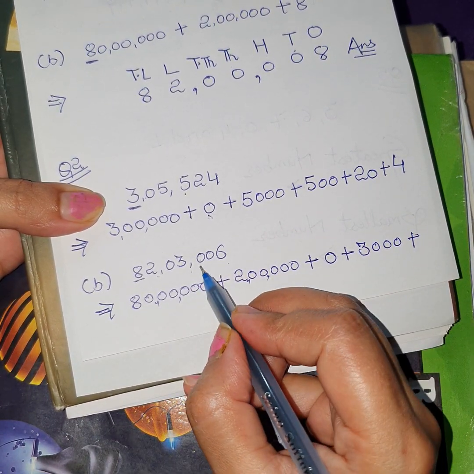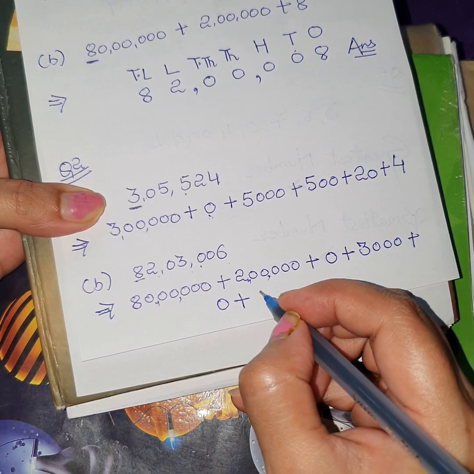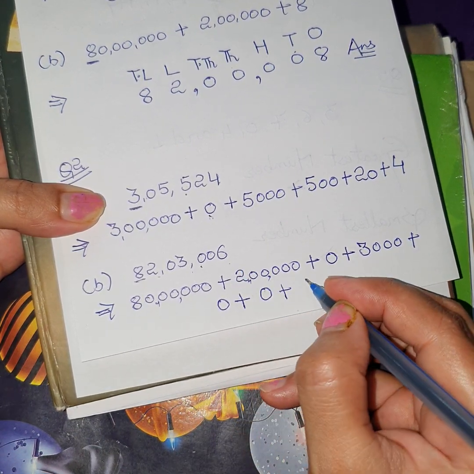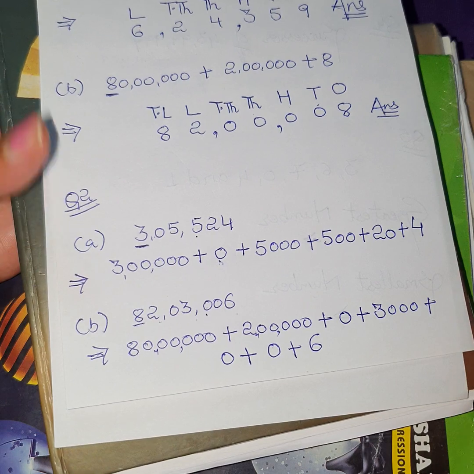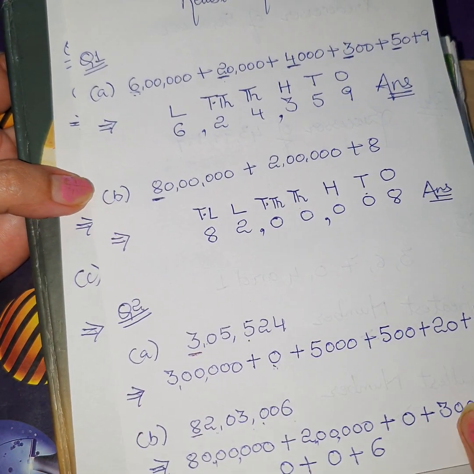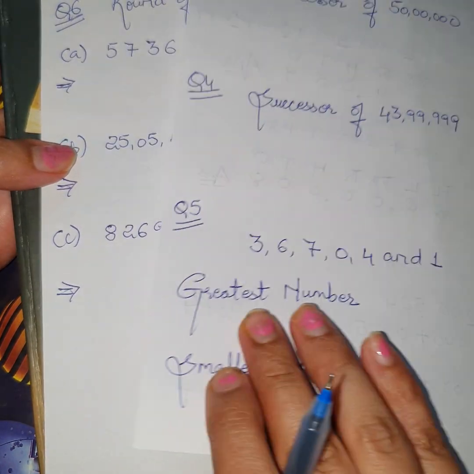Then on 100 place 0 is there. So mention 0. On tens place again 0 is there. So mention 1 more 0. And then finally on ones place 6 is there. So mention 6 here. So like this you were supposed to do question number first and question number second. I hope your solution of both question number first and question number second is correct.